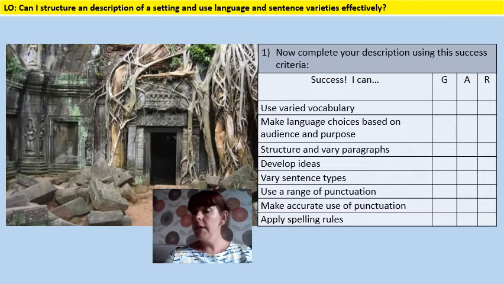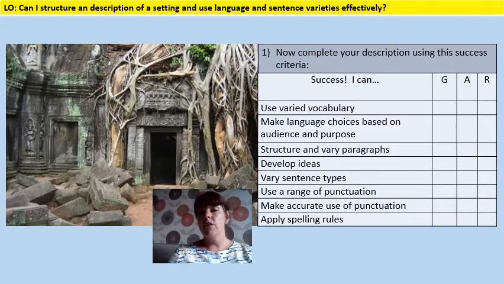You've developed your ideas. Remember what I said about linking sentences in a paragraph to really get depth and detail. You've got varied sentence types, really long ones, really short ones, one-word ones, as well as using a range of punctuation. That punctuation is accurate and you've done your best to make sure that your spellings are correct. So give yourself around 30 minutes then to write a really successful piece of descriptive writing.